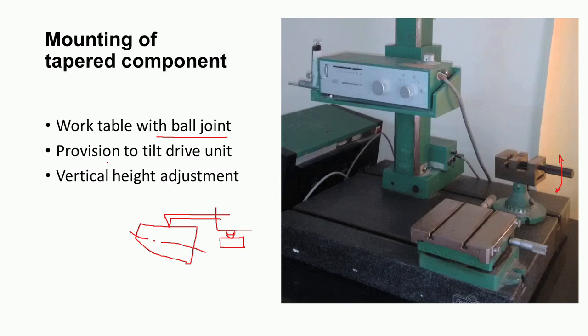Also, another provision is that we can tilt the drive unit itself. You can see here, there is a knob for adjusting the height of this, that means to change the inclination of the movement. And also there is provision for moving the total drive unit up and down for vertical height adjustment.